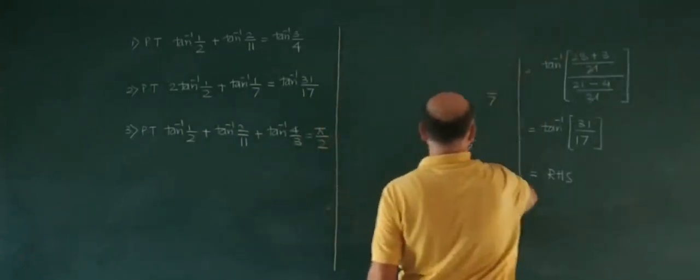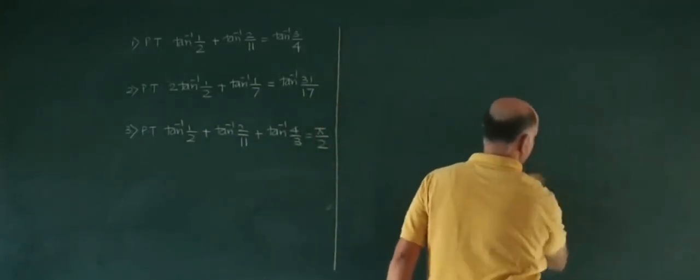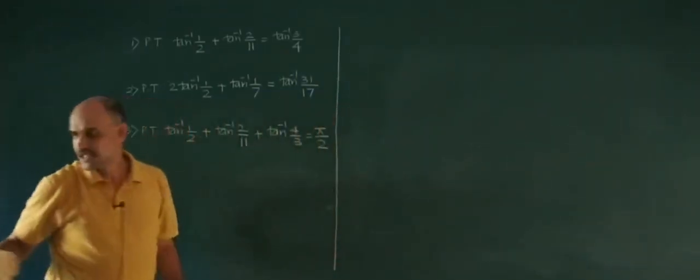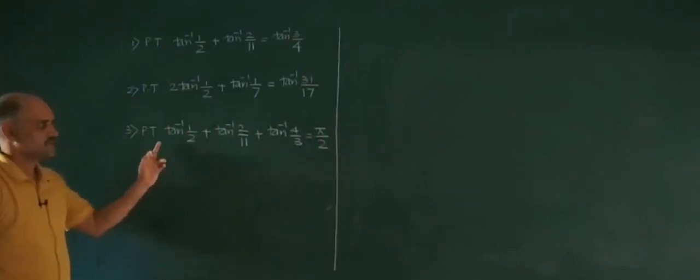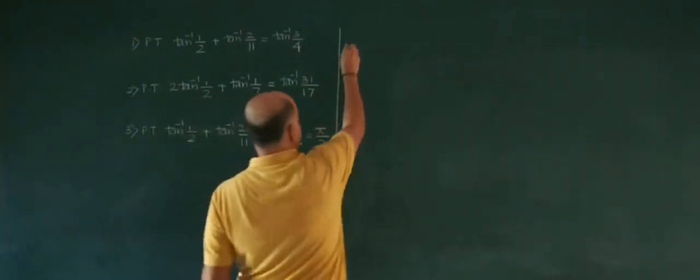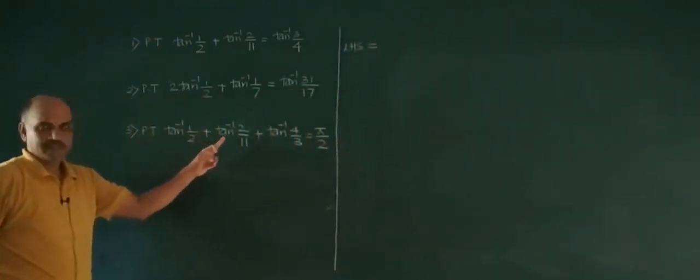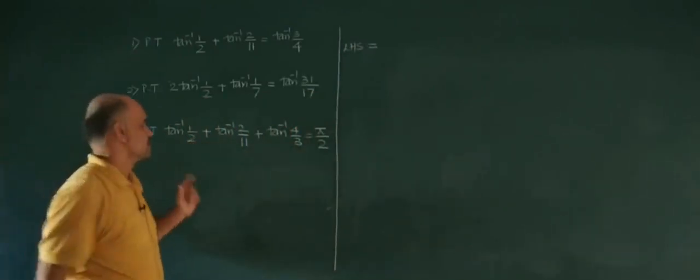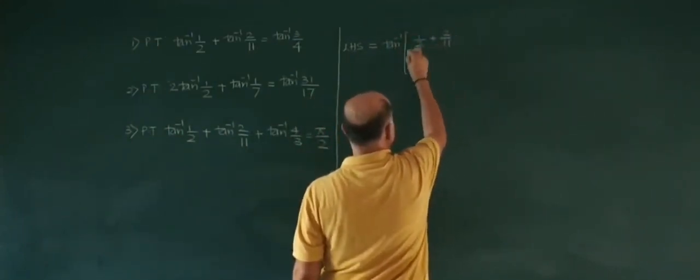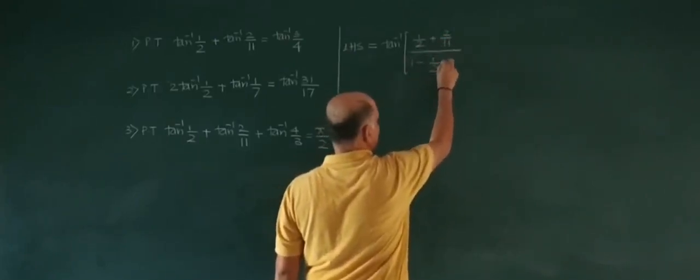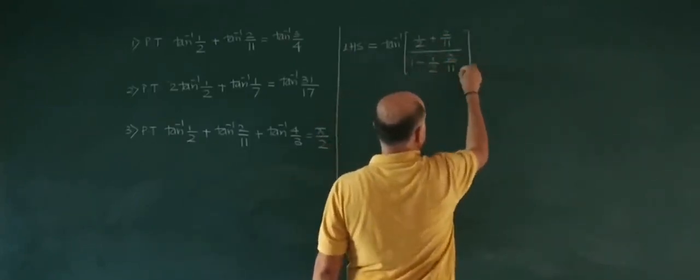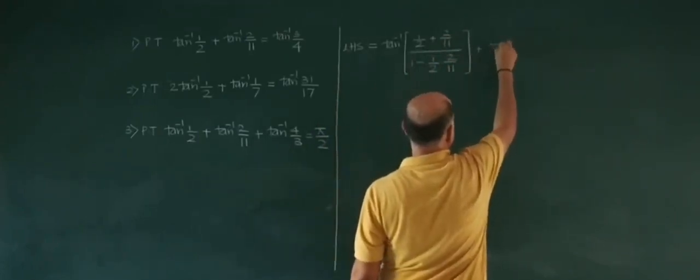Then coming to the third one. In the third problem, on the LHS you are having 3 terms. So you can take any 2 terms and apply tan inverse x plus tan inverse y. So LHS is equal to, first I will apply tan inverse x plus tan inverse y to these 2 terms. So I will have tan inverse of 1 by 2 plus 2 by 11 divided by 1 minus 1 by 2 into 2 by 11, plus tan inverse 4 by 3 as it is.